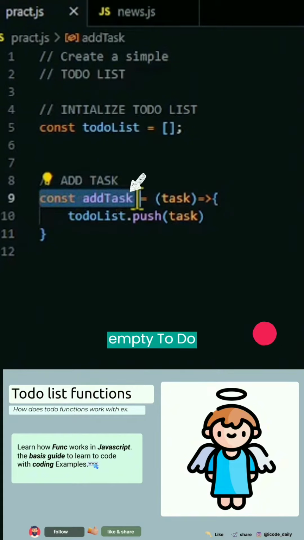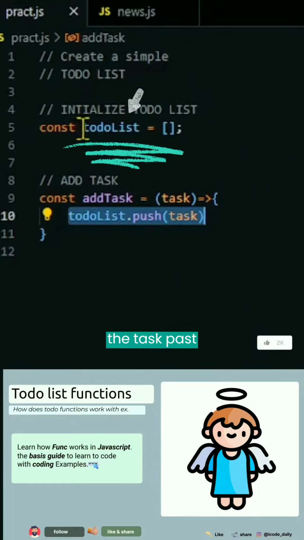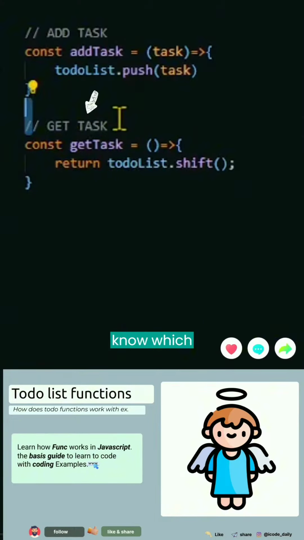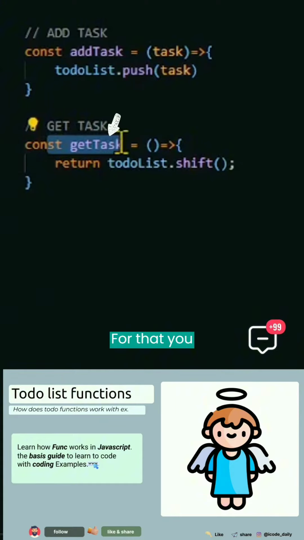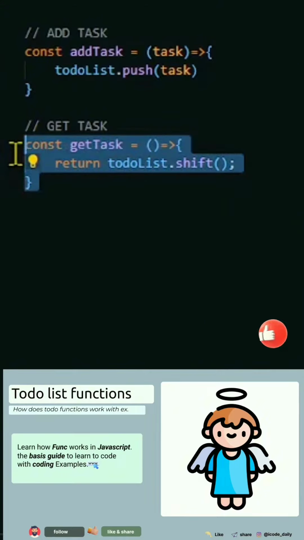We have an empty to-do list array to store tasks passed to it. We will push the task passed using the function addTask. Okay, what should I do to know which task is to be done? For that, you need to call the getTask function. I will tell you the task to be done.